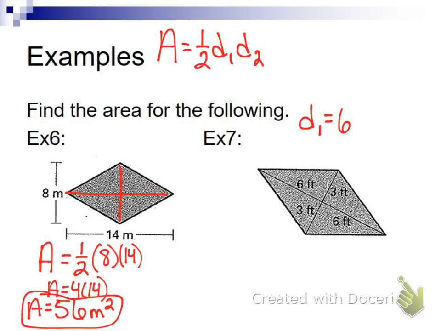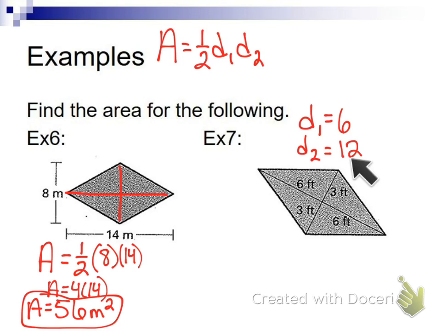If D1 equals 6, what does D2 equal? 12. So if you consider D1 to be the 3 plus 3, that whole diagonal, then 6 is appropriate. Which means that to get diagonal 2, we would have to take 6 plus 6 to get 12.